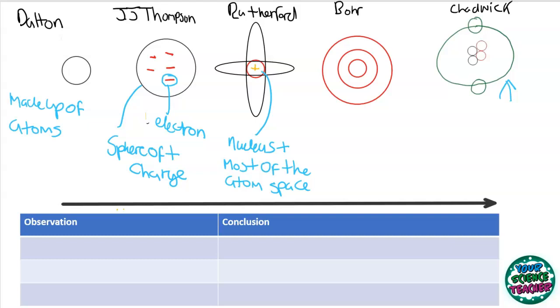He observed that most of the alpha went straight through. Now you can see I just used that symbol for alpha. That also means alpha. So most of the alpha went straight through, and from this he concluded that most of the atom must be empty space.